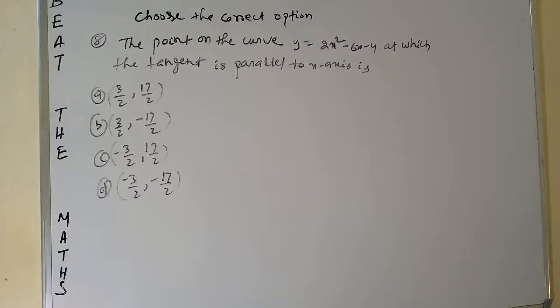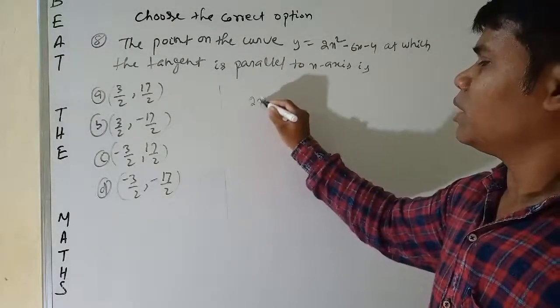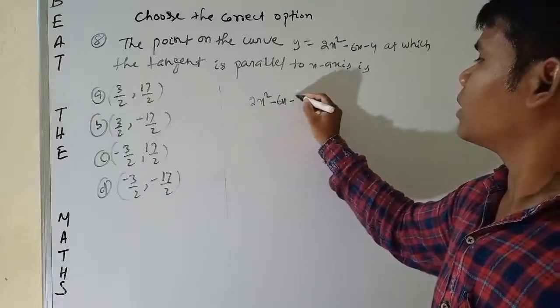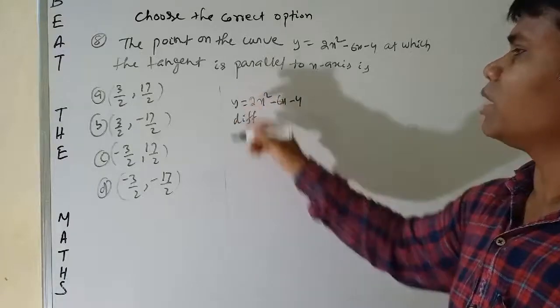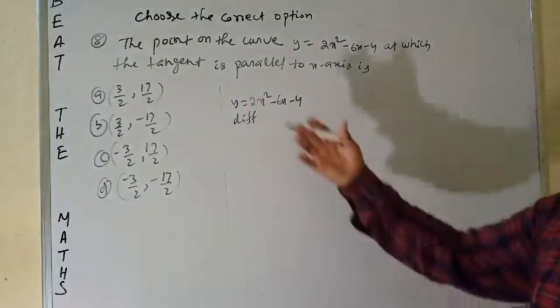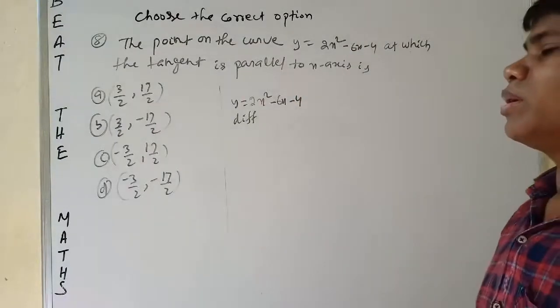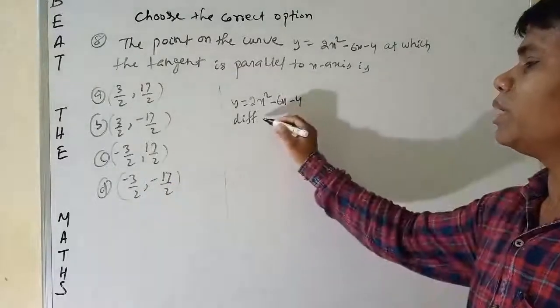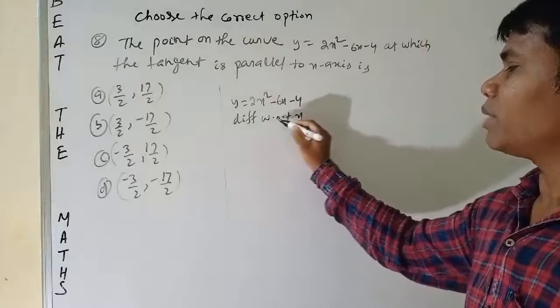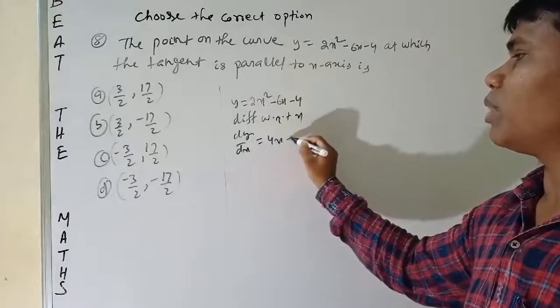You see the next question. The point on the curve y is equal to 2x square minus 6x minus 4, differentiate, where the tangent is parallel to x-axis. There are four options given: 3 by 2, 17 by 2; 3 by 2, minus 17 by 2; minus 3 by 2, 17 by 2; minus 3 by 2, minus 17 by 2. Differentiate with respect to x. You can get dy by dx is equal to 4x minus 6.